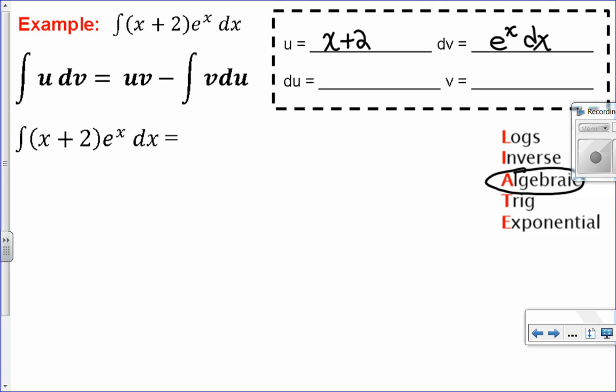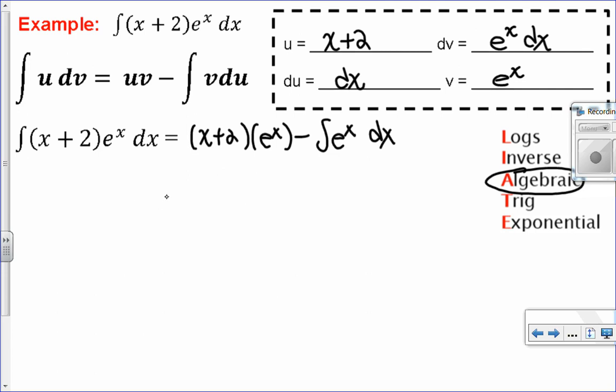So if u is x plus 2, the derivative of u is 1 times dx, or just dx. If dv is e to the x dx, you ask yourself, what function has a derivative that is e to the x? Well, e to the x is its own derivative, so I know v is e to the x. So the integral of x plus 2 times e to the x dx would be u times v minus the integral of v du.